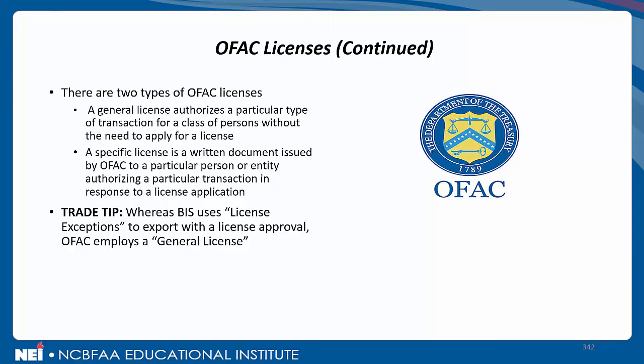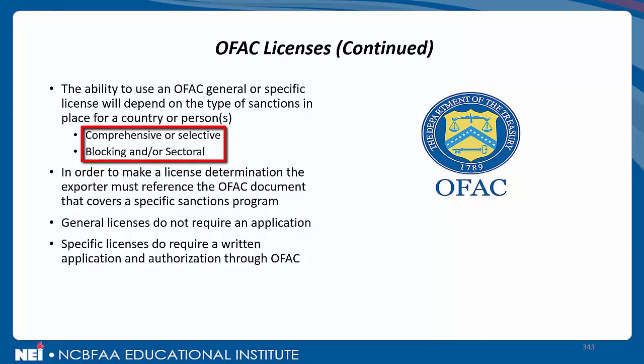As a trade tip, somewhat analogous, where BIS uses license exceptions to export without a license approval, OFAC employs a general license. Not the same thing, but somewhat analogous. It is an authorization to export, in the case of BIS under a license exception, here with OFAC under a general license. The ability to use an OFAC general or specific license will depend on the type of sanctions in place for a country or persons. Are they comprehensive or selective? Are they blocking sanctions and or sectoral sanctions? We defined all four of those previously. They should be well familiar by now.